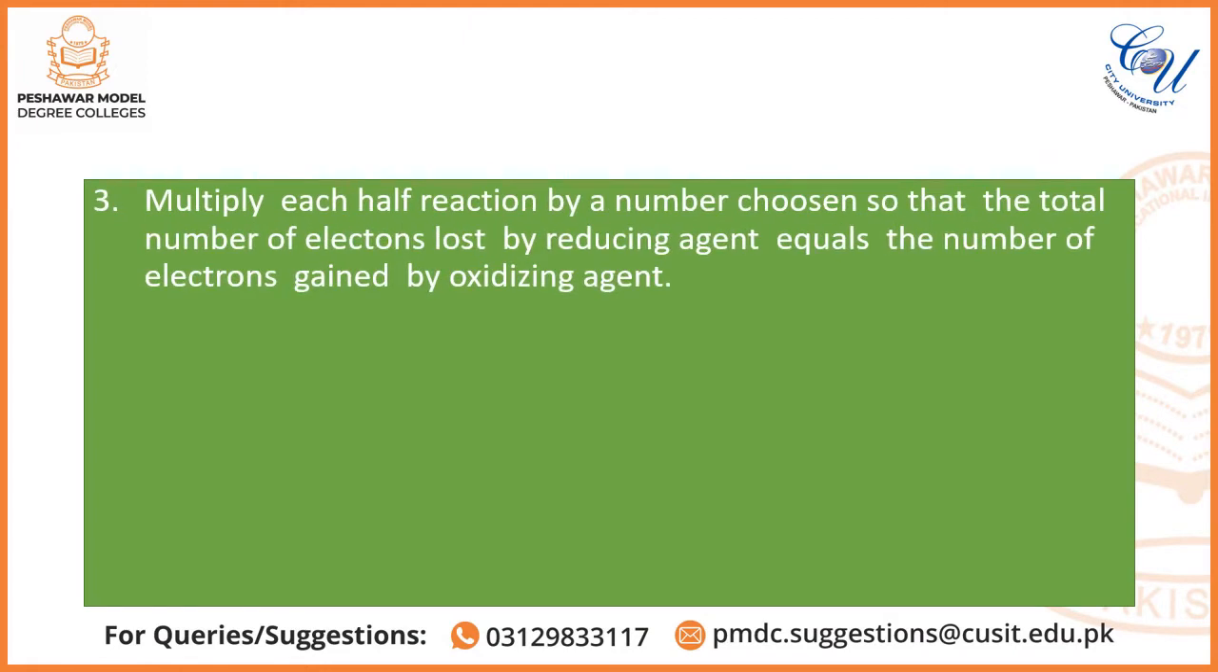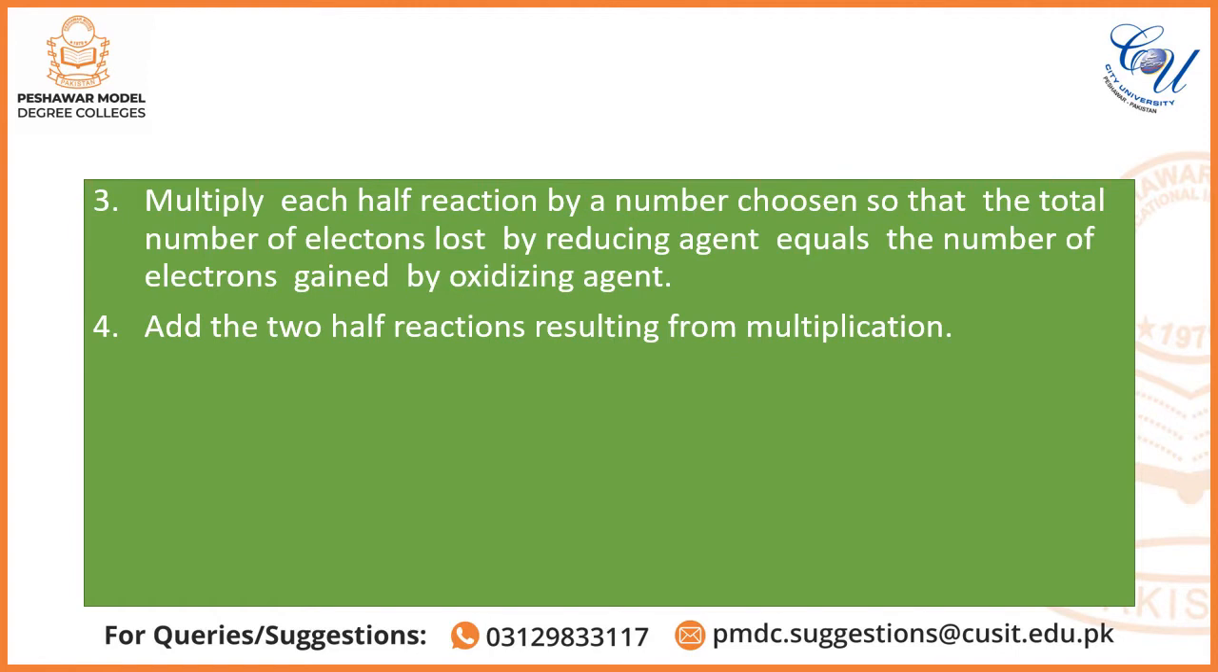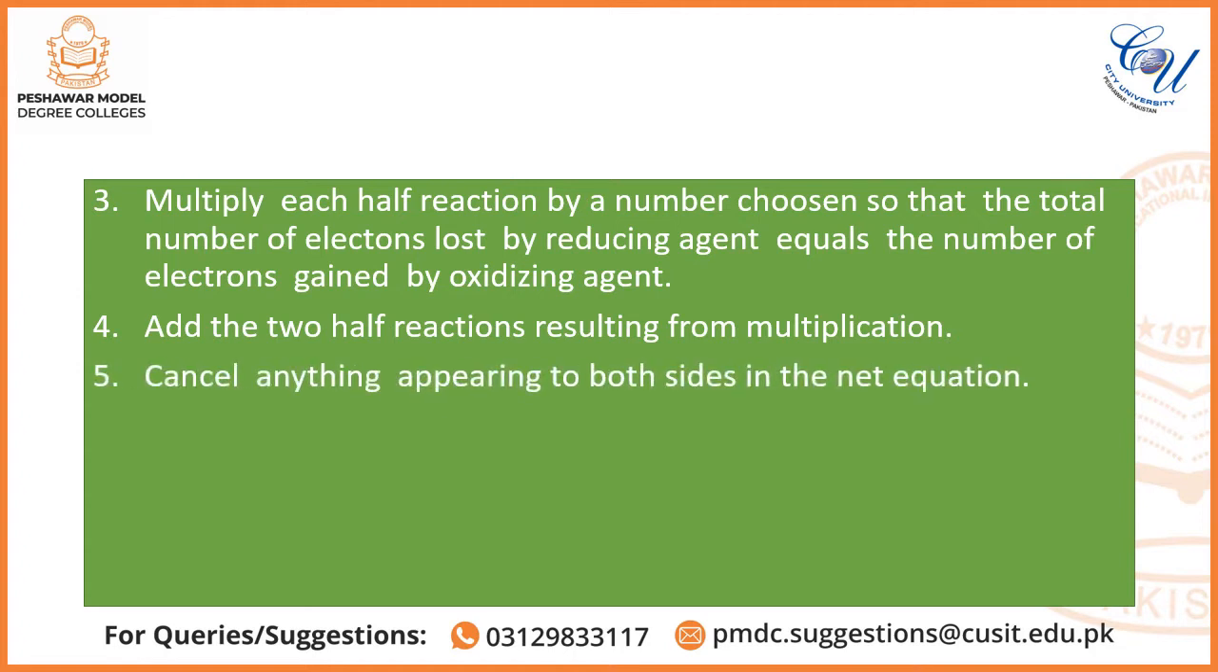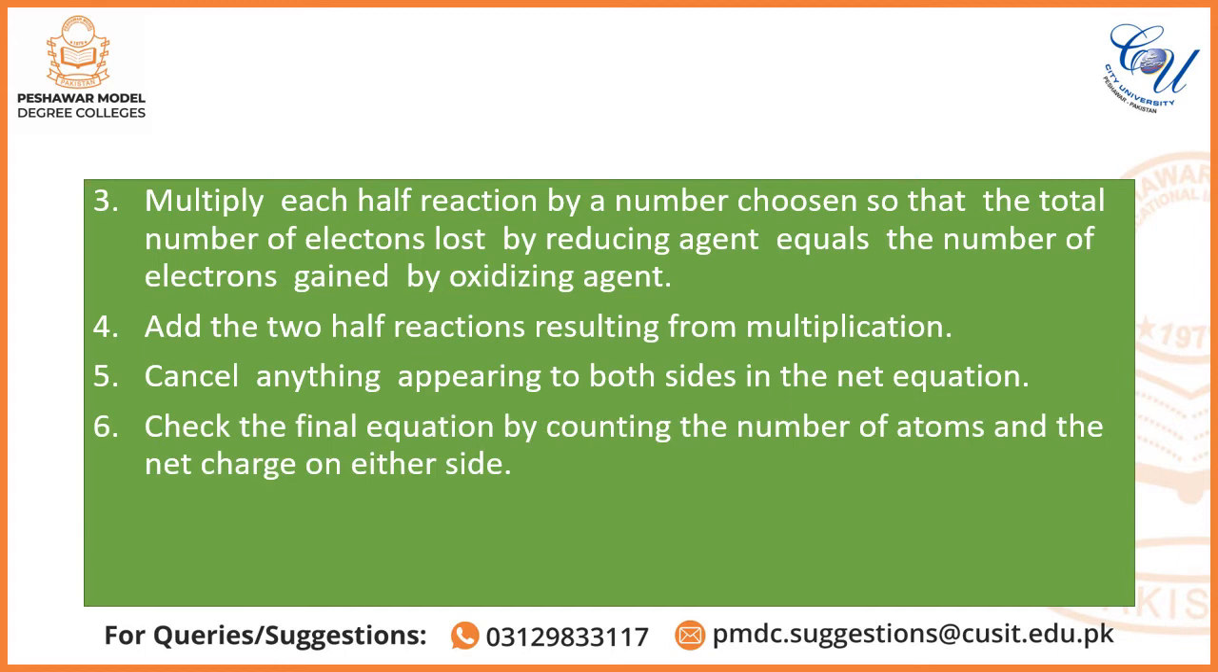Multiply each reaction by a number chosen so that the total number of electrons lost by a reducing agent equals the number of electrons gained by an oxidizing agent. Rule number 4 is add the two half reactions resulting from multiplications. Rule number 5, cancel anything appearing on both sides in the net equation. Rule number 6, check the final equation by counting the number of atoms and the net charge on either side, if it is equal or not.